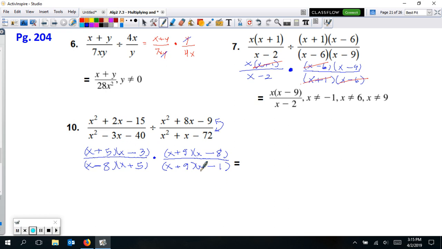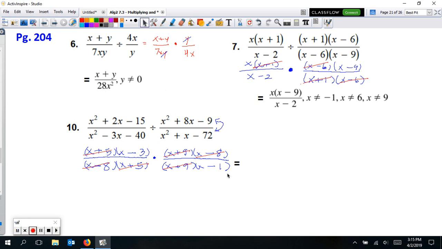So now we're at the point where we can cross cancel any matching binomials. So I could definitely see x plus 5 I can cross cancel. I can cross out an x minus 8 with another x minus 8 there. The x plus 9's right above each other I can cross out. So I still have an x minus 3 on top and an x minus 1 on the bottom. Those do not cross out. So my answer should say that.